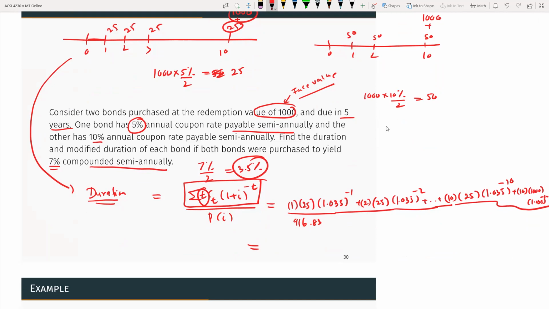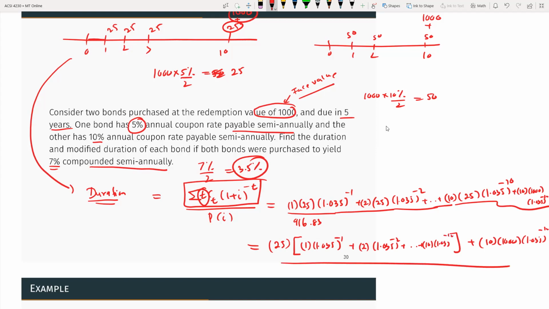Okay, so you can see right away 25 is a common factor. So if I take 25 out of the sum, except the 1,000 one, then I have 1 times 1.035 to the negative 1, 2 times 1.035 to the negative 2, and so forth, plus 10 times 1.035 to the negative 10, and divide by the price.